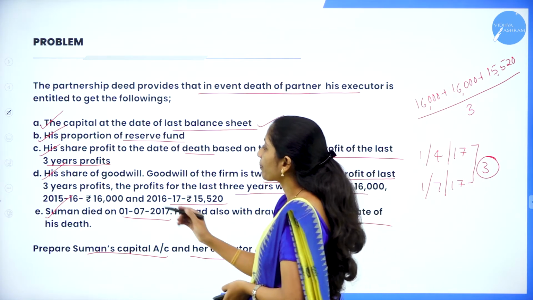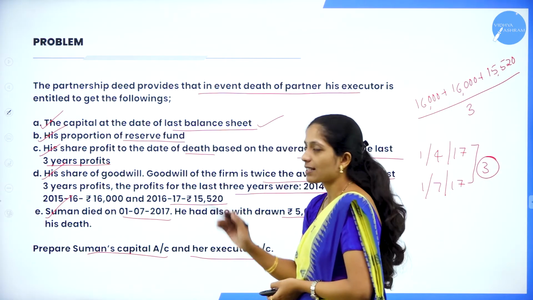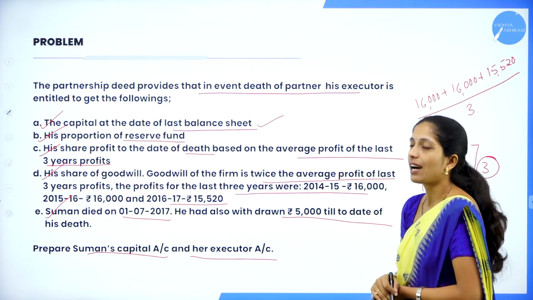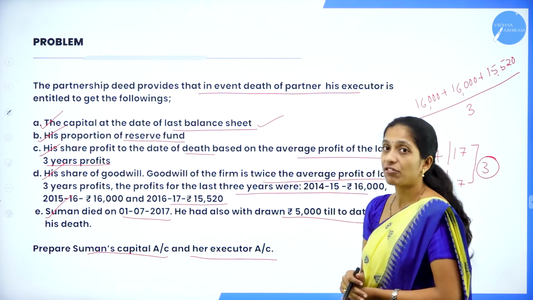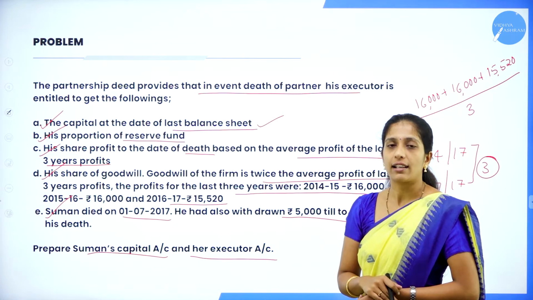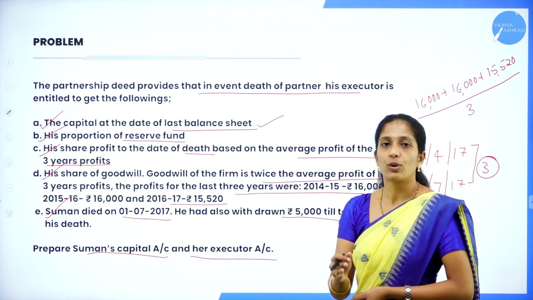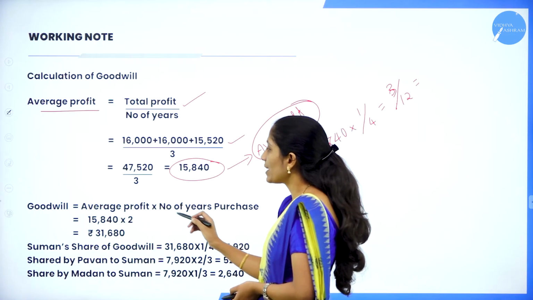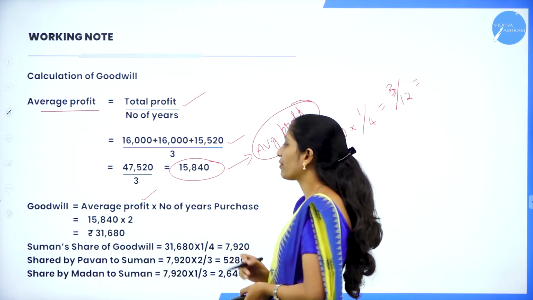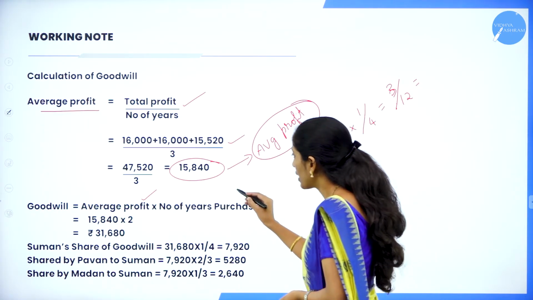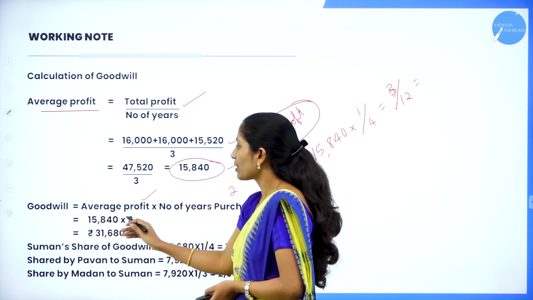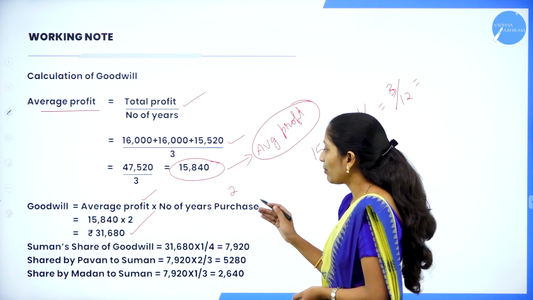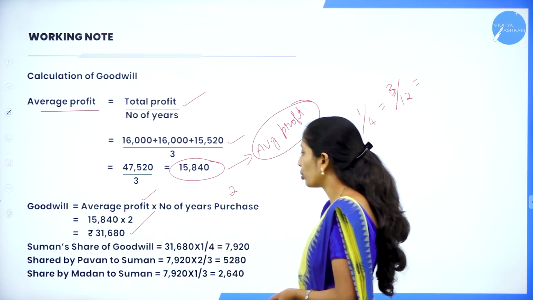Next, what they have told, her share of goodwill. Goodwill of the firm is twice the average profit of the last 3 years profit. Now we have to calculate the goodwill. So we had already calculated the average profit and they have clearly told this goodwill is twice the average profit. So how to calculate? Goodwill is equal to average profit into number of years purchase. So here number of years purchase is how much? 2. So 15,840 into 2 will get 31,680. Now we have to calculate Suman's share of goodwill. How much?